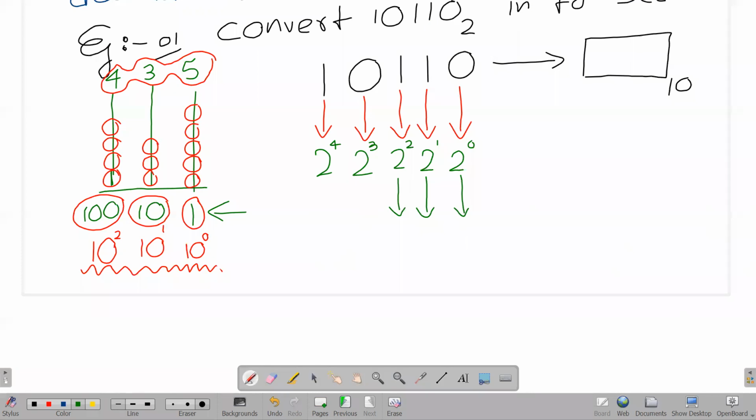2 to the power 0 means for any number, power 0 represents 1. 2 to the power 1 represents 2. 2 to the power 2 represents 4. 2 to the power 3 represents 8. 2 to the power 4 represents 16.